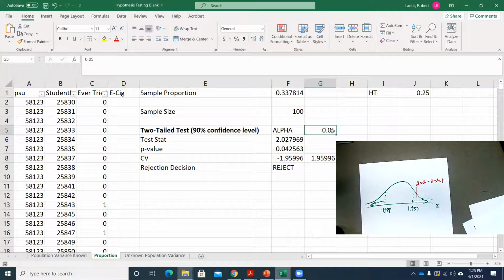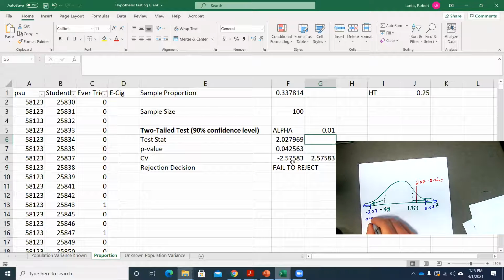Now, if I change my alpha to 0.01, notice my critical values would be all the way out here at 2.57 and negative 2.57. Now, my test statistic isn't in my rejection region, so I'd fail to reject. So this was my alpha of 0.01, and this was the alpha of 0.05.